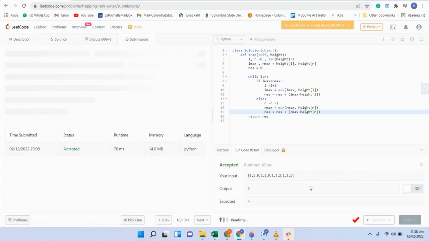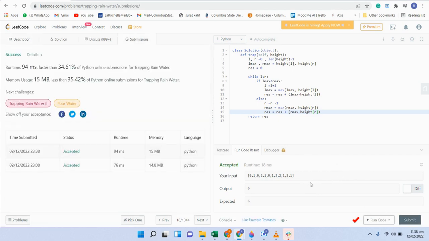Let's try to submit the code now. And it has accepted our code. So this is all for this problem. I hope you liked it, and I'll see you next time with another LeetCode problem.